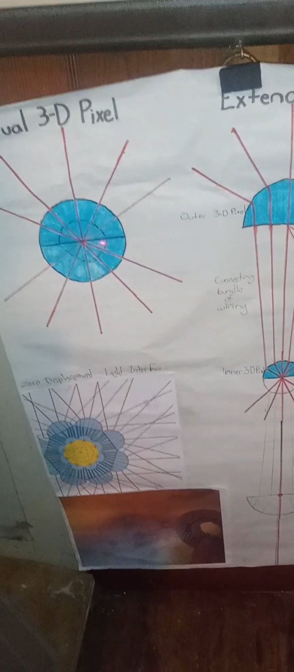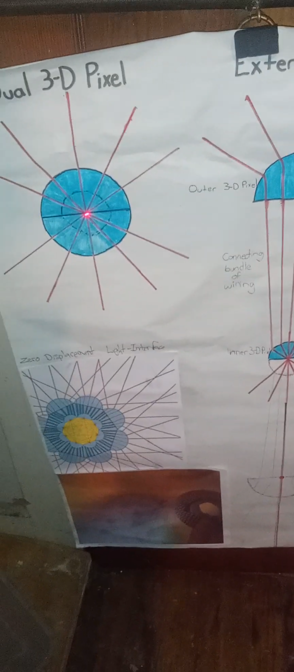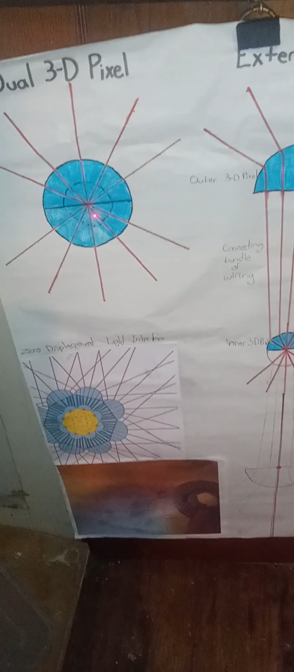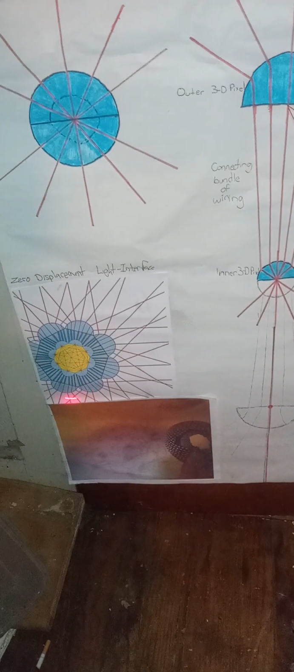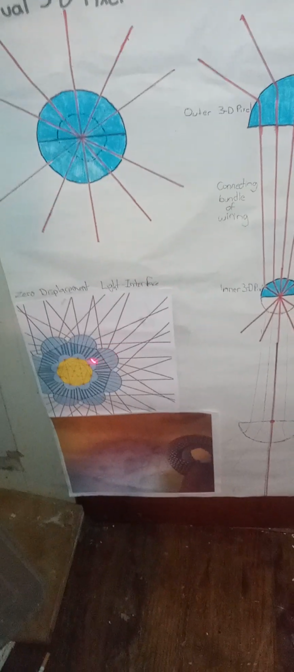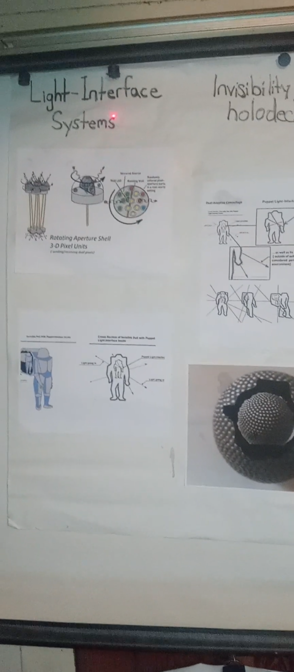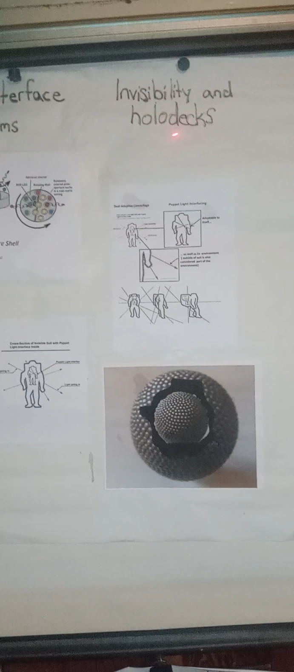I simply state with this that a point intersection of light is equal in some respects to a fractal point intersection of light. That they both have zero displacement. And all this technology leads to light interface systems, invisibility, and holodecks.